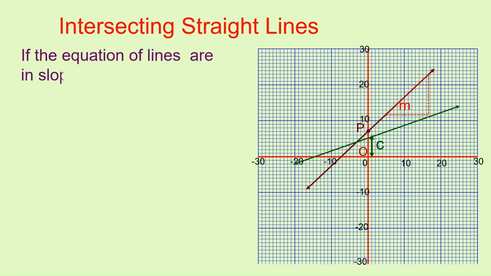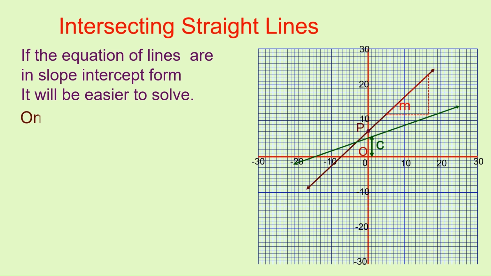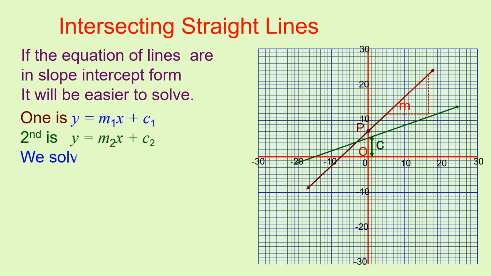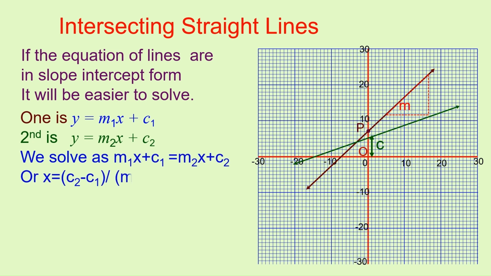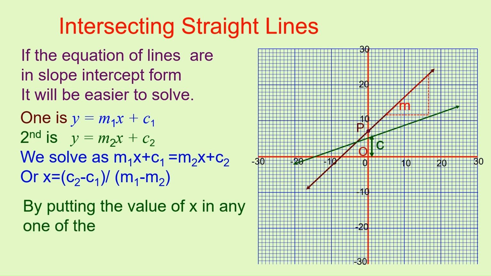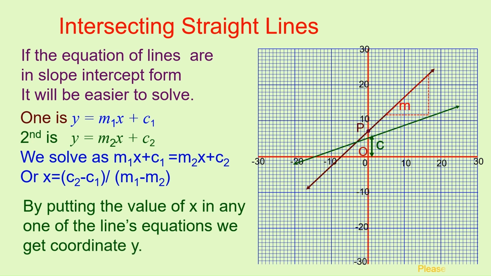If the equations of the lines are in slope-intercept form, it will be easier to solve. Let one line's equation be y equals m1x plus c1, and the second be y equals m2x plus c2. We solve them as m1x plus c1 equals m2x plus c2, or x equals (c2 minus c1) divided by (m1 minus m2). By putting the value of x in any one of the lines' equations, we get the coordinate y.